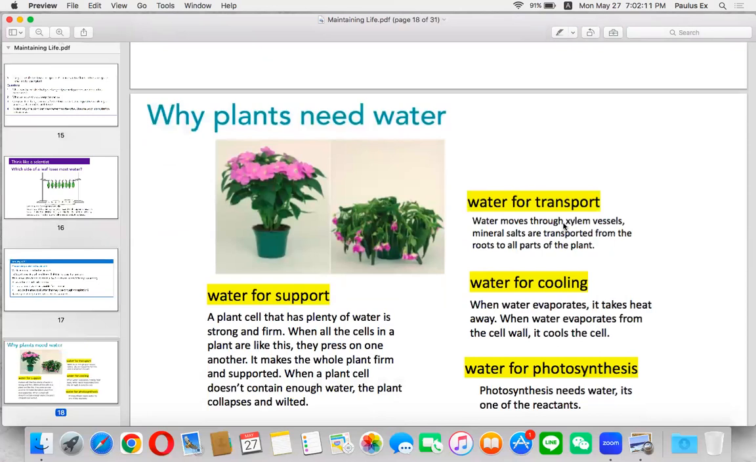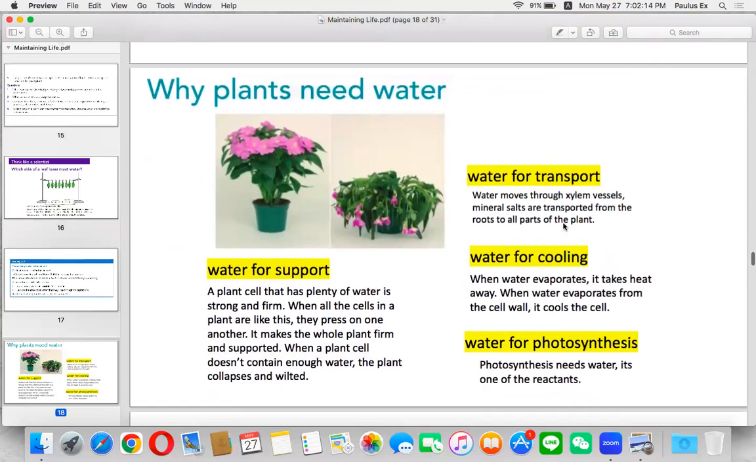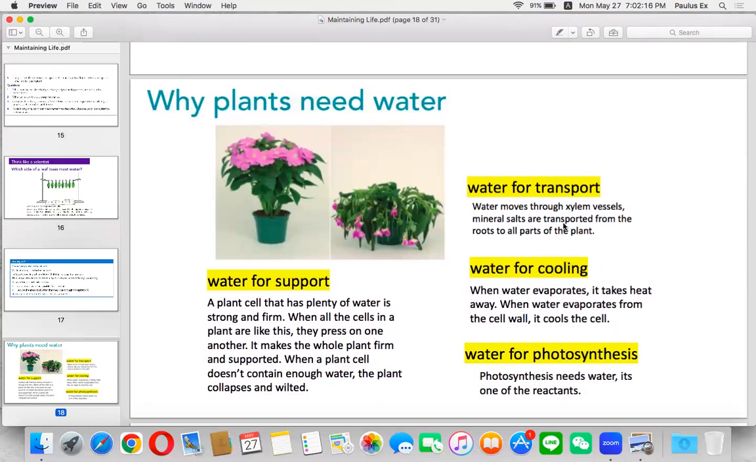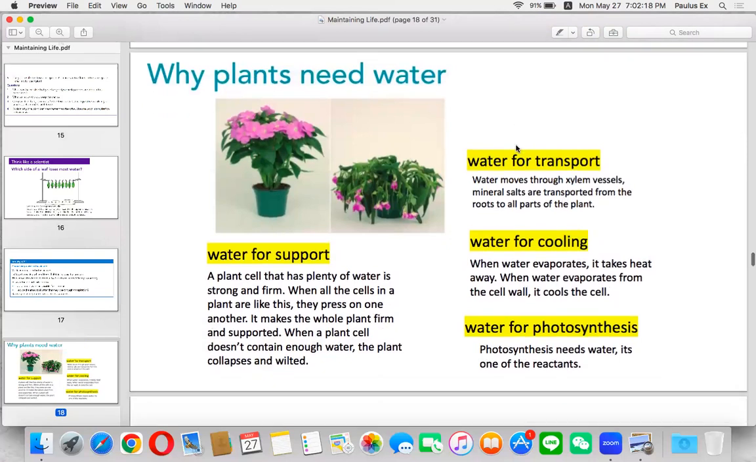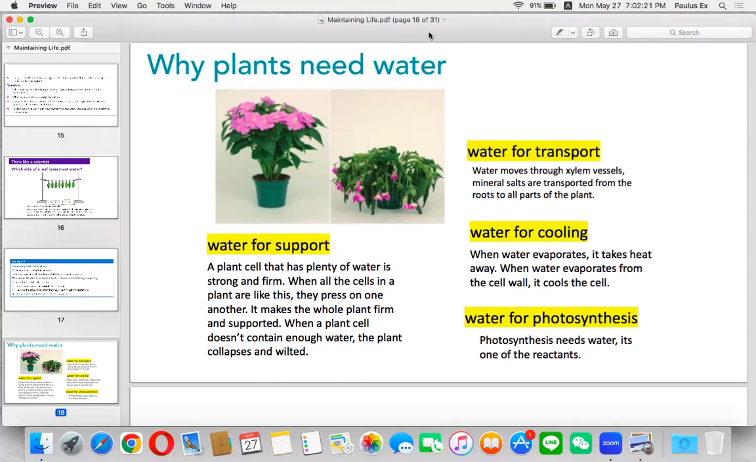Why do plants need water? There are four reasons. The first is for support: when plant cells don't contain enough water, the plant will collapse and wilt. The second is for transport: water moves through xylem vessels, and mineral salts are transported from the roots to all parts of the plant.